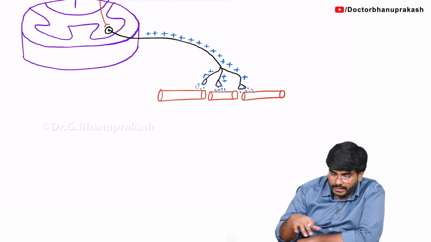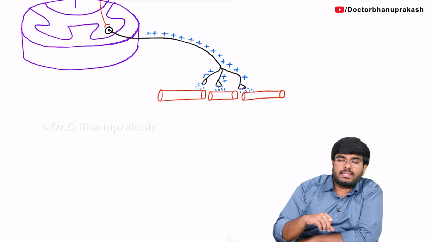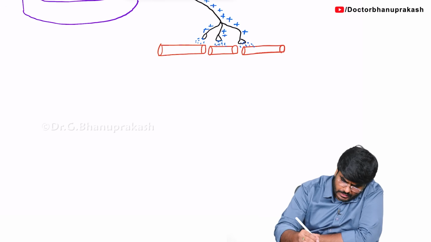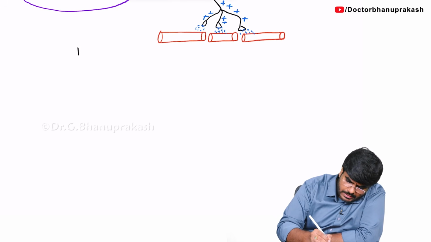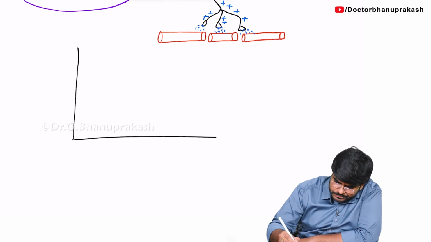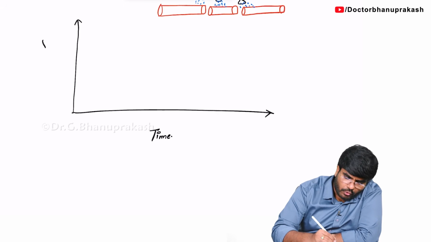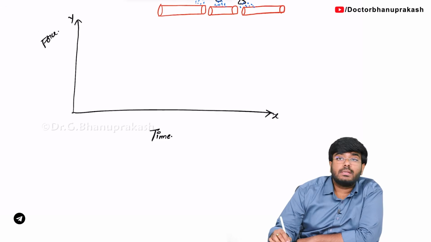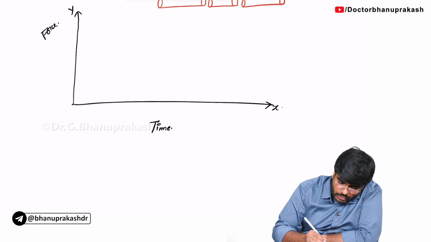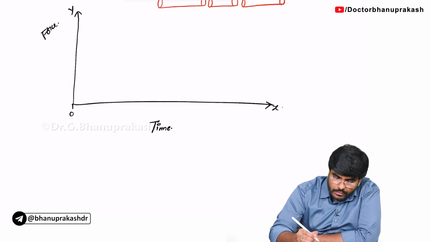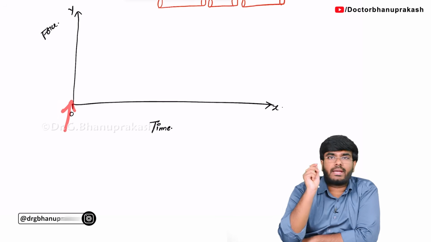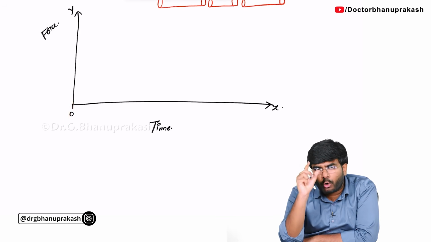Now let me show you the same events in the form of a graph. Look here, my dear students. This is a graph. I am taking time on the x-axis and the force generated on the y-axis. Let's say this is 0 seconds. At 0 seconds, I have stimulated the lower motor neuron.